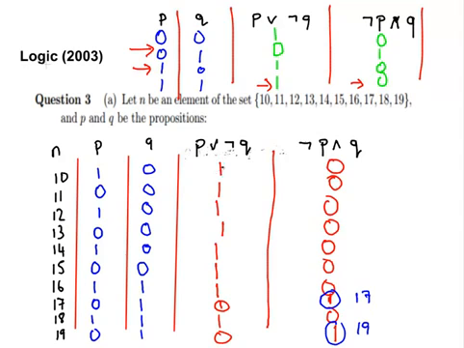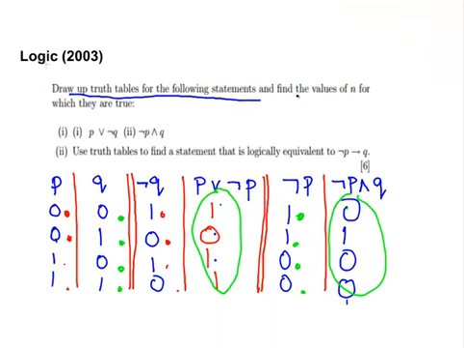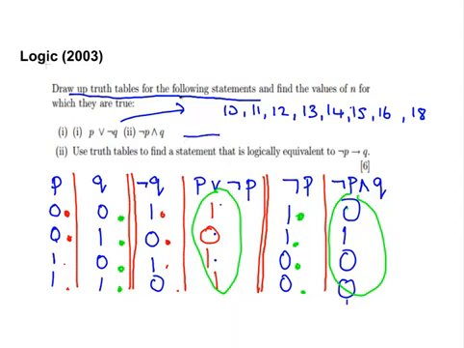Okay. So the answers are, for this one here, 10, 11, 12, 13, 14, 15, 16 and 18. And for that one there, let's do that in a different color. For this one here, it's 17 and 19. So that's a good bit of work done.